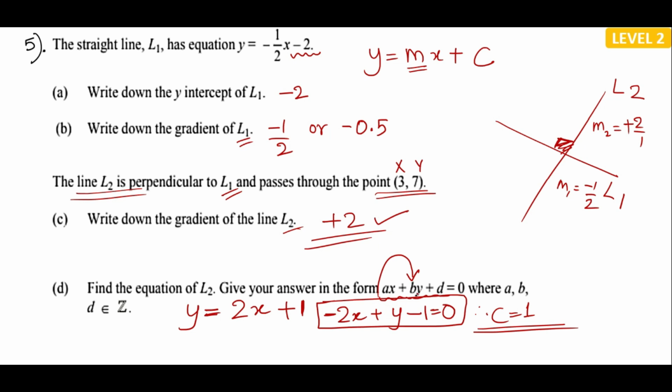You have the ax plus by plus c form, or when you rearrange, you can also have it as 2x minus y plus 1 equal to 0. So both these answers will be considered right. Last question for the day.